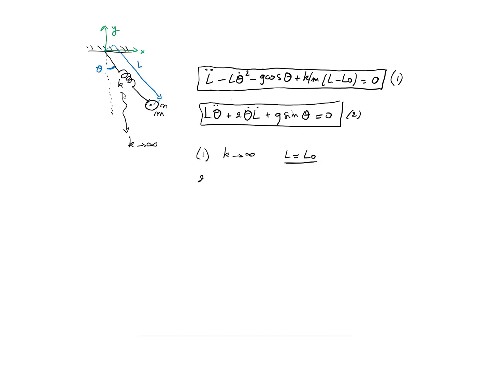So if we take the second equation and we have L constant, this term here will be removed and we get what we expect: theta double dot plus g over L0, this time, sine theta is equal to 0. And this is indeed the equation of the pendulum that we have found much earlier in the course.